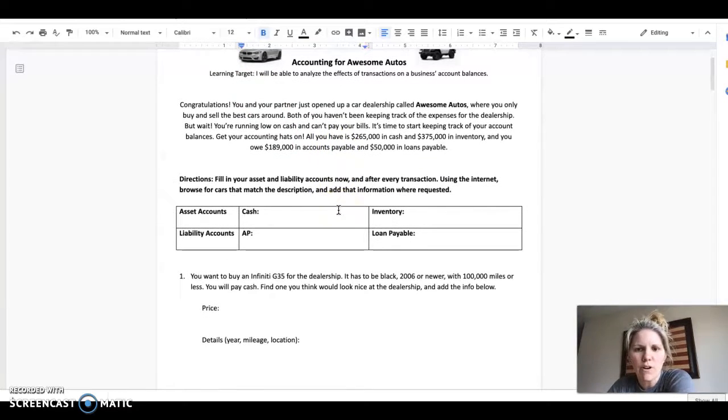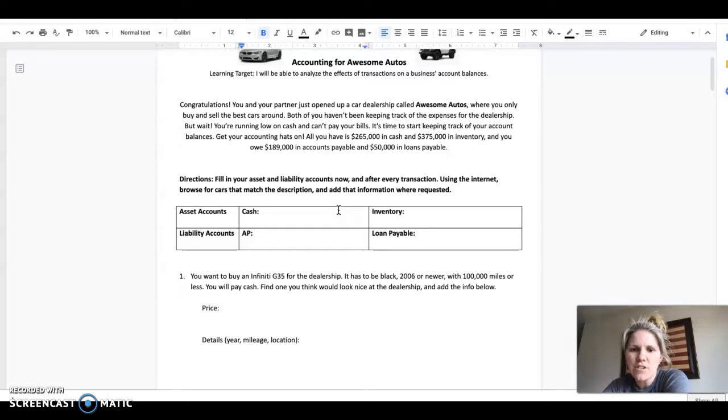So kind of the overall theme of this is that you and a partner just opened up a car dealership called Awesome Autos, where you only buy and sell the best cars around. Both of you haven't been keeping track of expenses for the dealership. But wait, you're running low on cash and can't pay your bills, so it's time to start keeping track of your account balances. So get your accounting hats on.